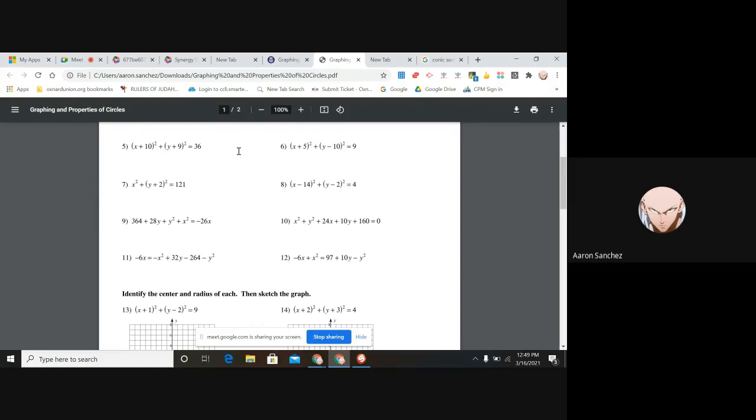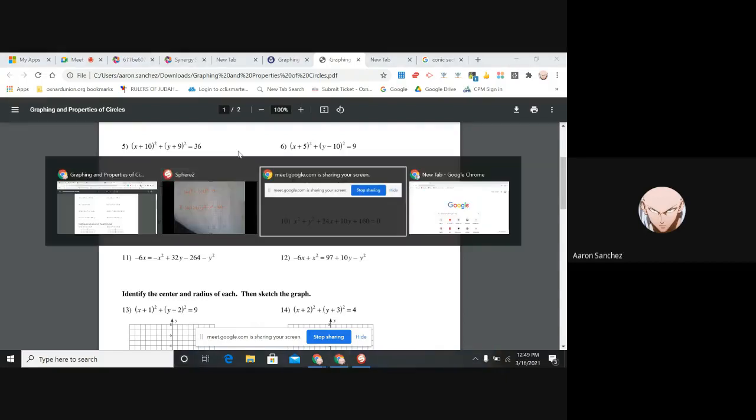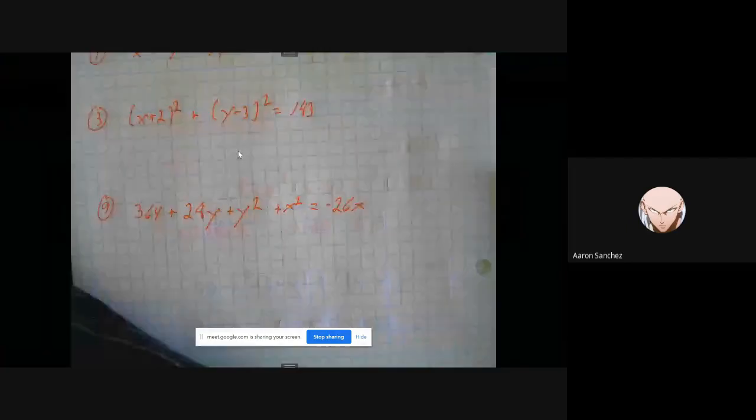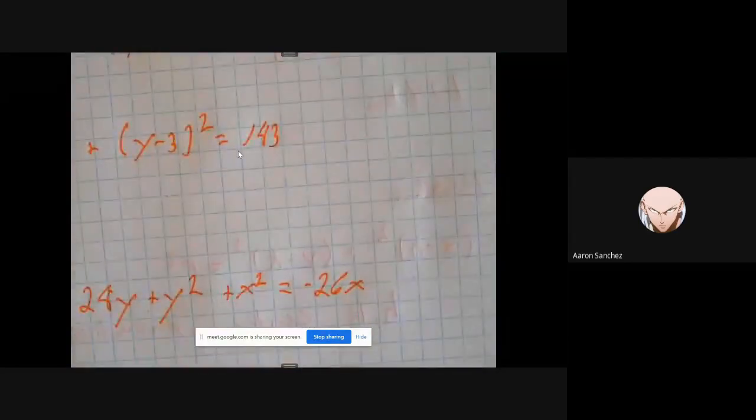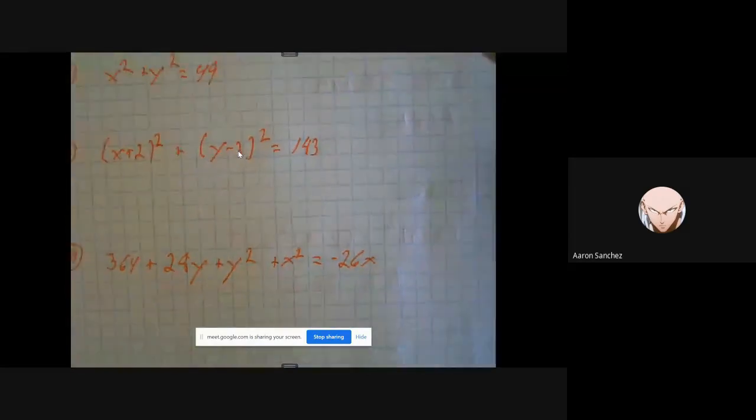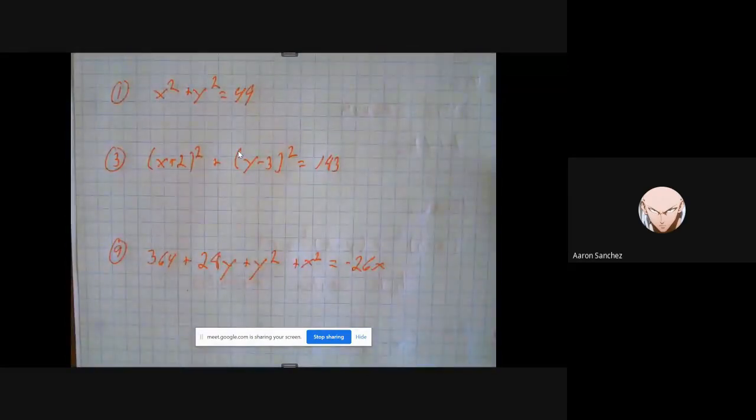Number 9 is x squared plus y squared plus 28y equals negative 26x minus 364. Okay, 9's kind of a pain, but it's not really a pain. You guys have to remember how to complete the square. So real quick, do number 1. Let's do 1 first. We have to name the center and the radius. I'll wait till you guys are caught up.